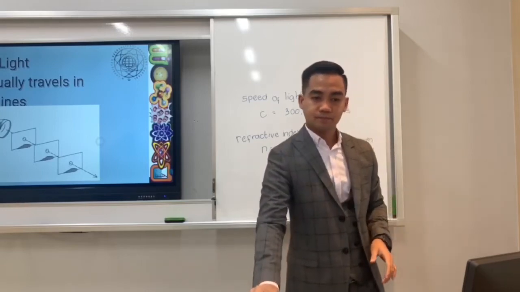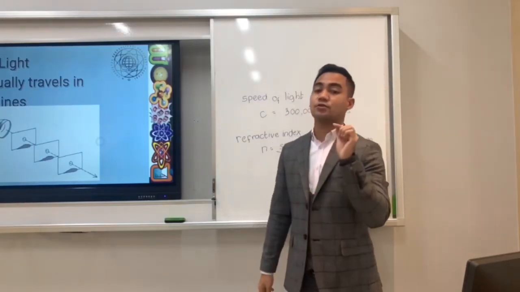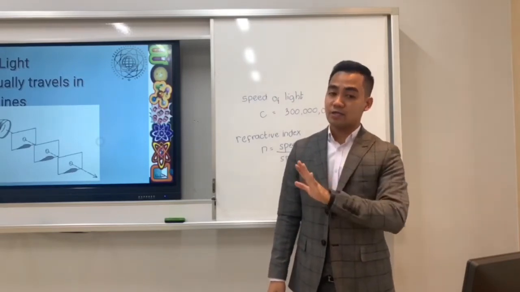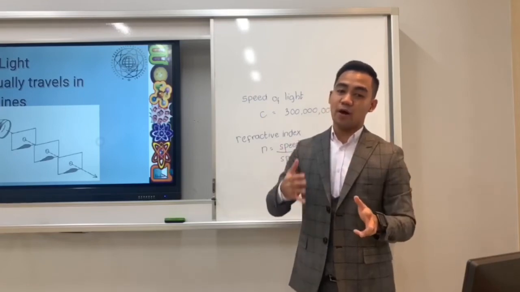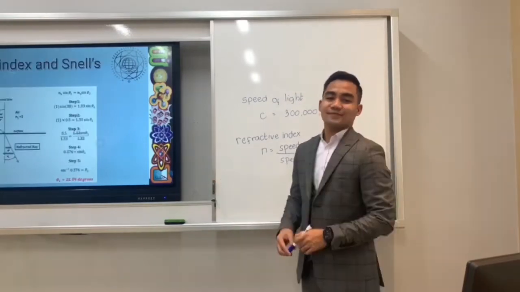It is important to remember that refractive index is just a number. It has no units. This is because it is one speed divided by another. The units cancel out.